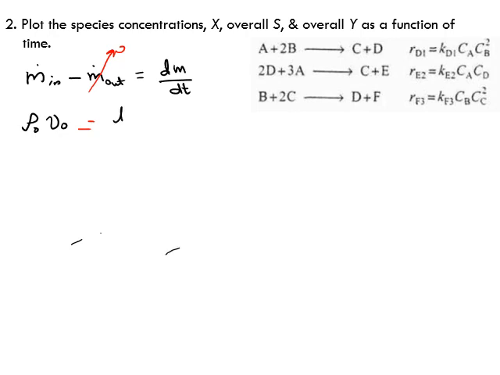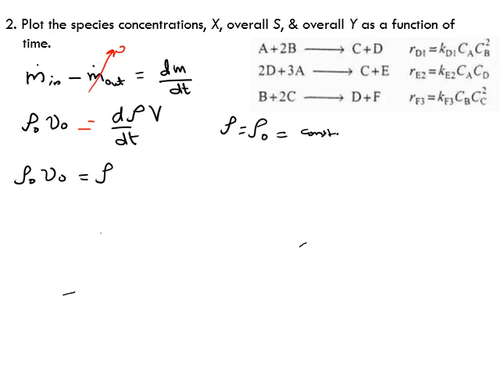dm, we can write it as d(rho V) dt, where V is the volume of the reactor. And we say it's a constant density system, so rho equals rho naught, a constant. So rho naught, if rho is constant, goes outside the derivative, and then we can cancel them out because rho equals rho naught. Okay, tamam. Okay, what else?